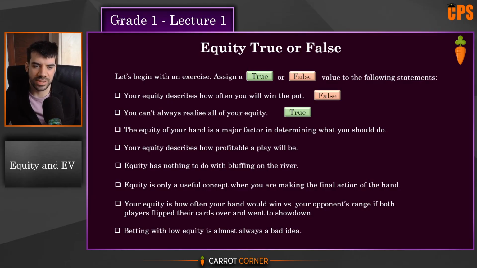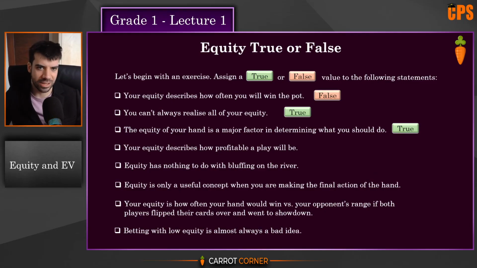The equity of your hand is a major factor in determining what you should do. This is certainly true. Equity is not the only factor in a hand of poker, but it is the fundamental engine behind all of your decision making. When you have a very high equity hand, for example, it may be mandatory that you value bet and you might blunder by not value betting, depending on the spot. When you have a very low equity hand, it might mean that you can never bet, or it might mean that you have to bluff, depending on the spot.